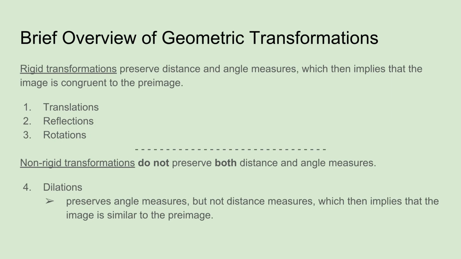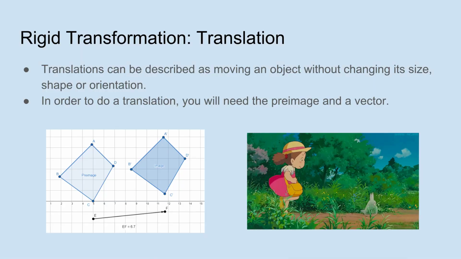There are other types of non-rigid transformations that are not listed, but what's intriguing about dilations is that they preserve angle measures, but not distances, so we can still say that the image and pre-image are similar. With that said, let's go into more detail about each of the 4 transformations, starting with translations.